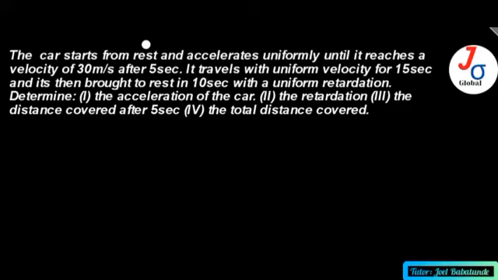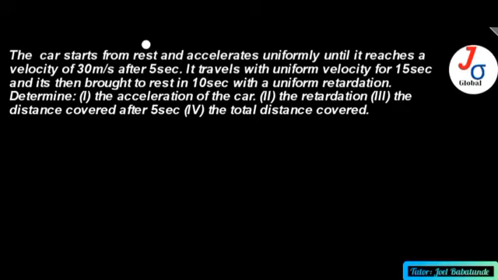A car starts from rest. When you're solving a physics problem, you'd always read through the question to know exactly what you are required to do. A car starts from rest and accelerates uniformly until it reaches a velocity of 30 meters per second after 5 seconds. It travels with uniform velocity for 15 seconds and is then brought to rest in 10 seconds with a uniform retardation. Determine 1. The acceleration of the car, 2. The retardation, 3. The distance covered after 5 seconds, 4. The total distance covered. So we have about 4 questions to answer.